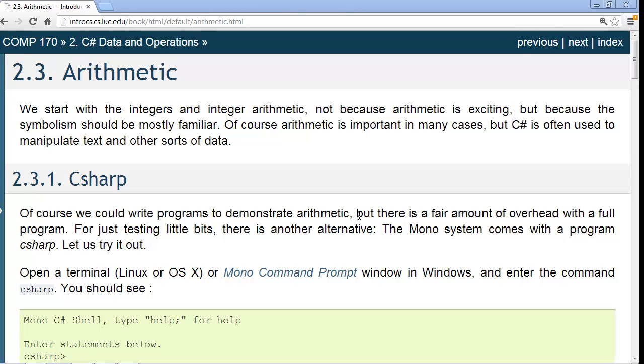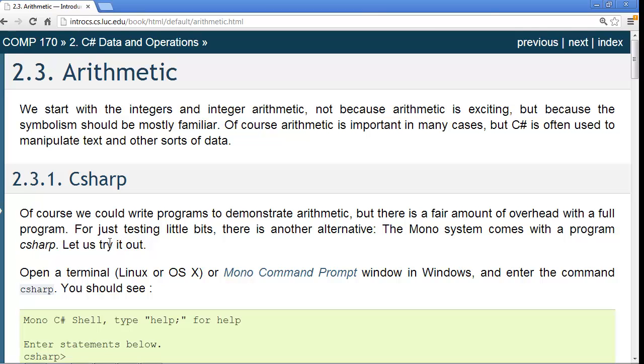We're doing arithmetic not because it's particularly exciting, but because the symbolism should be familiar. There's the least jolt, if you will. And we could write programs, of course, but we've seen that there's a fair amount of overhead with writing a program. For testing just little bits, there's another alternative. The Mono system that you should have installed has a program csharp. That's C, letter C with the word sharp.